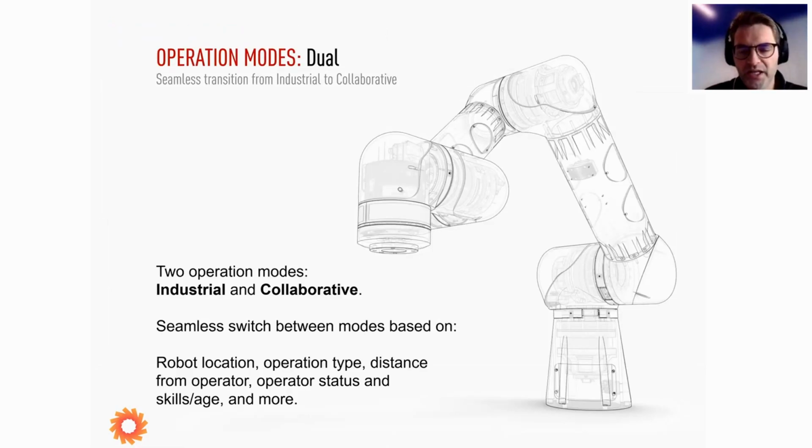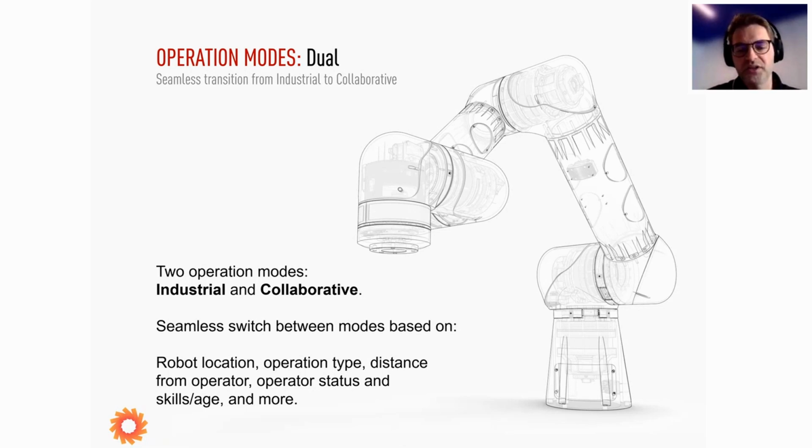Okay. When it comes to the operation modes, here is probably where we make the difference with what's available currently on the market. With the robot that we designed, we essentially have two operation modes. One is industrial and one is collaborative. And what is peculiar about the robot that we designed is that we are able to seamlessly go from one to the other, and the operator essentially does not even notice that.